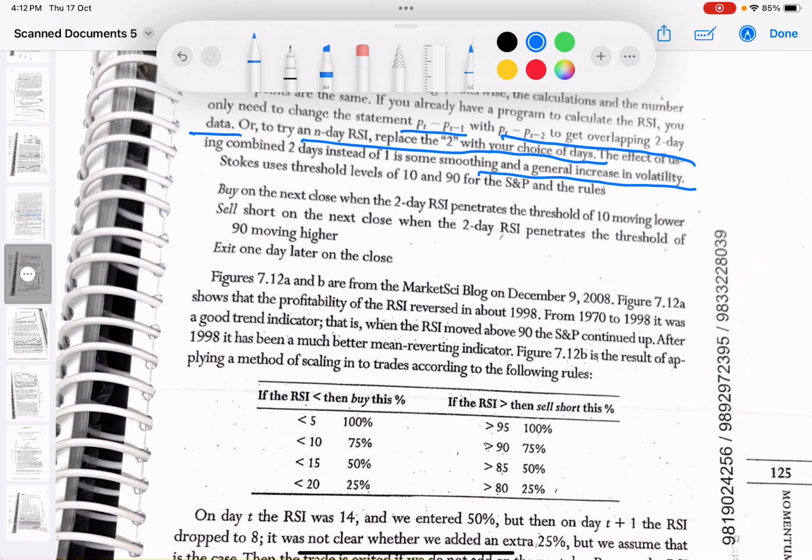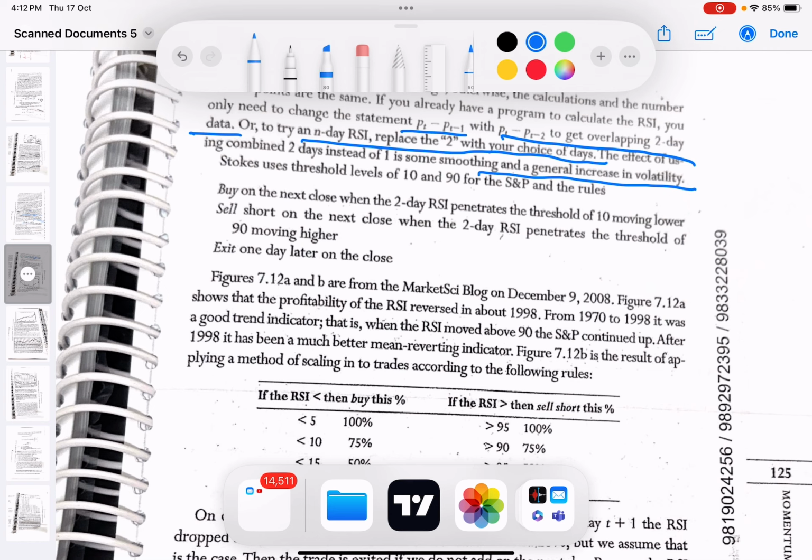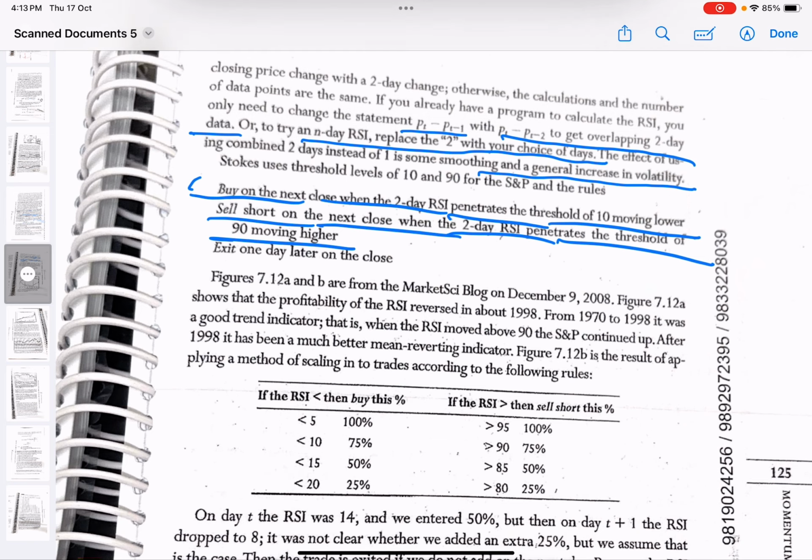Stokes uses threshold levels of 10 and 90 for the S&P, the lower band and the upper band, instead of 30 and 70. Buy on the next close when the 2-day RSI penetrates the threshold of 10, moving lower. Sell short on the next close when the 2-day RSI penetrates the threshold of 90, moving higher. Just like how it was working. And when are you supposed to exit? You are going to exit on the close after the penetration.